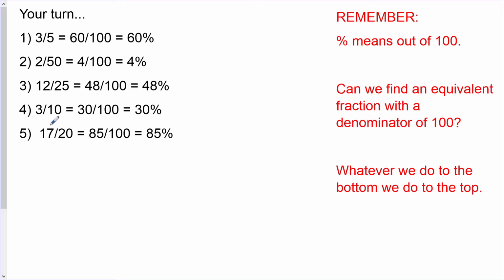The fourth one, we've looked at tenths before, so you should have known that to get from tenths to hundredths, you multiply by 10, and therefore we multiply our numerator by 10 to get to 30, and therefore we get 30%. And the final one, we've looked at 20ths before as well. To get from 20ths to 100ths, we times our denominator by 5. Whatever we do to the bottom, we do to the top. Therefore we times 17 by 5, and we get to 85 over 100, which we can simply convert to 85%. So mark your work here, please.